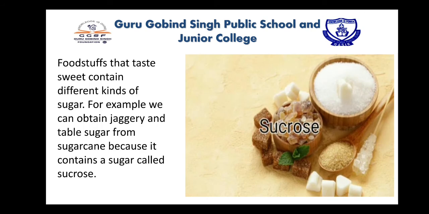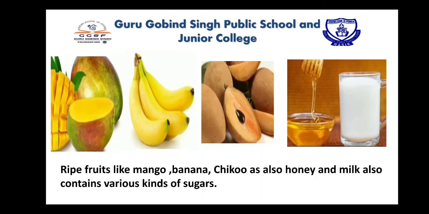Foodstuffs that taste sweet contain different kinds of sugar. For example, we can obtain jaggery and table sugar from sugarcane because it contains a sugar called sucrose. Ripe fruits like mango, banana, chiku, as also honey and milk also contain various kinds of sugars.